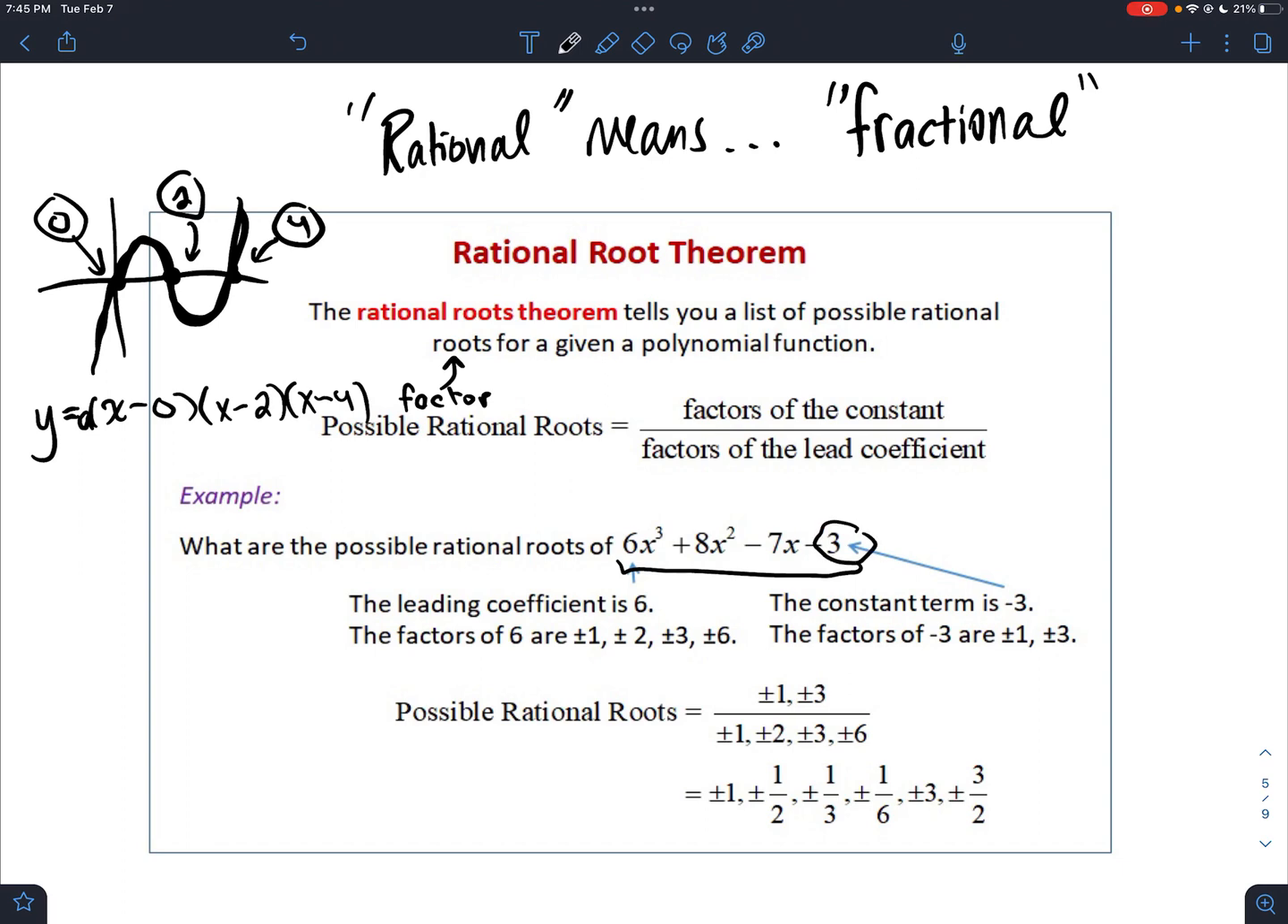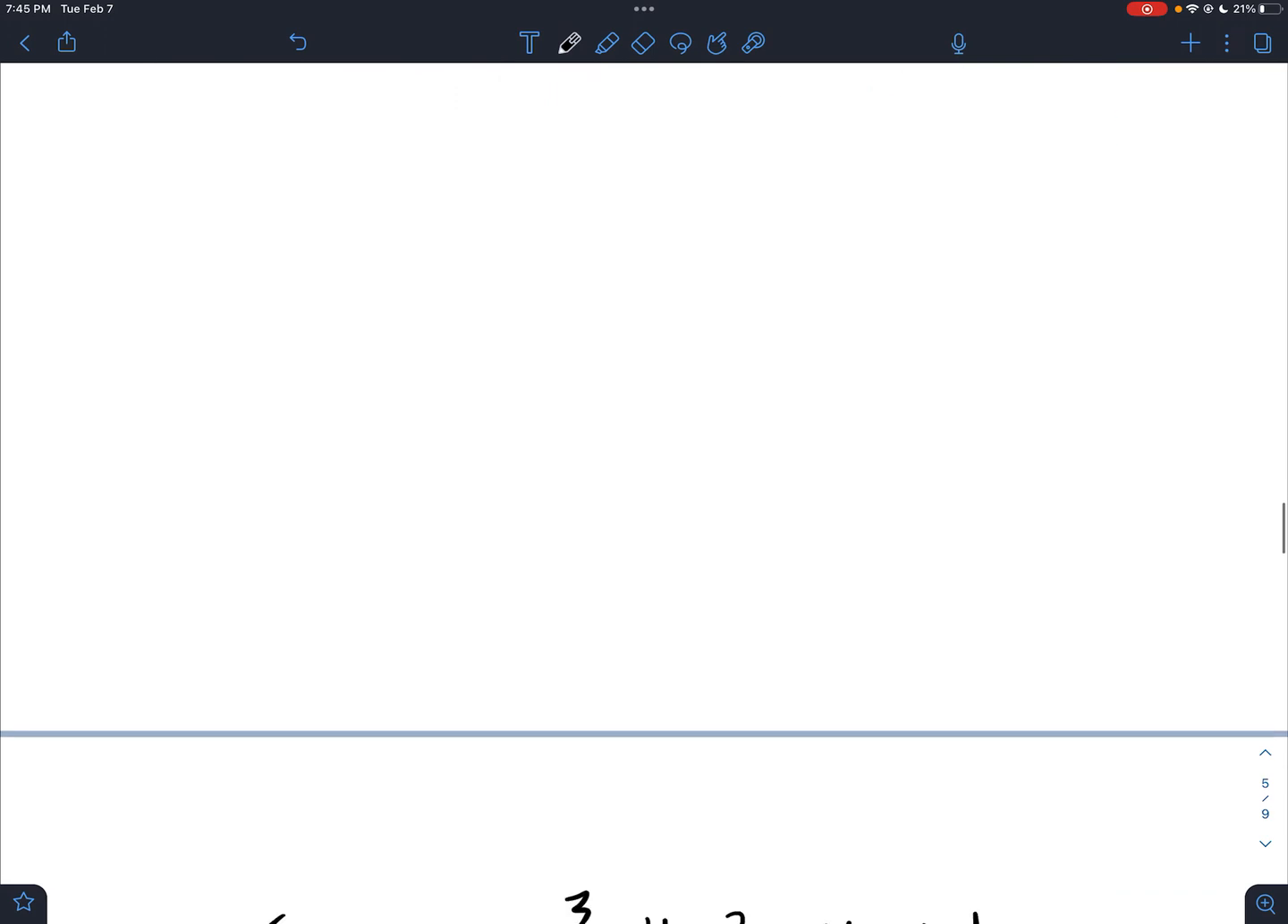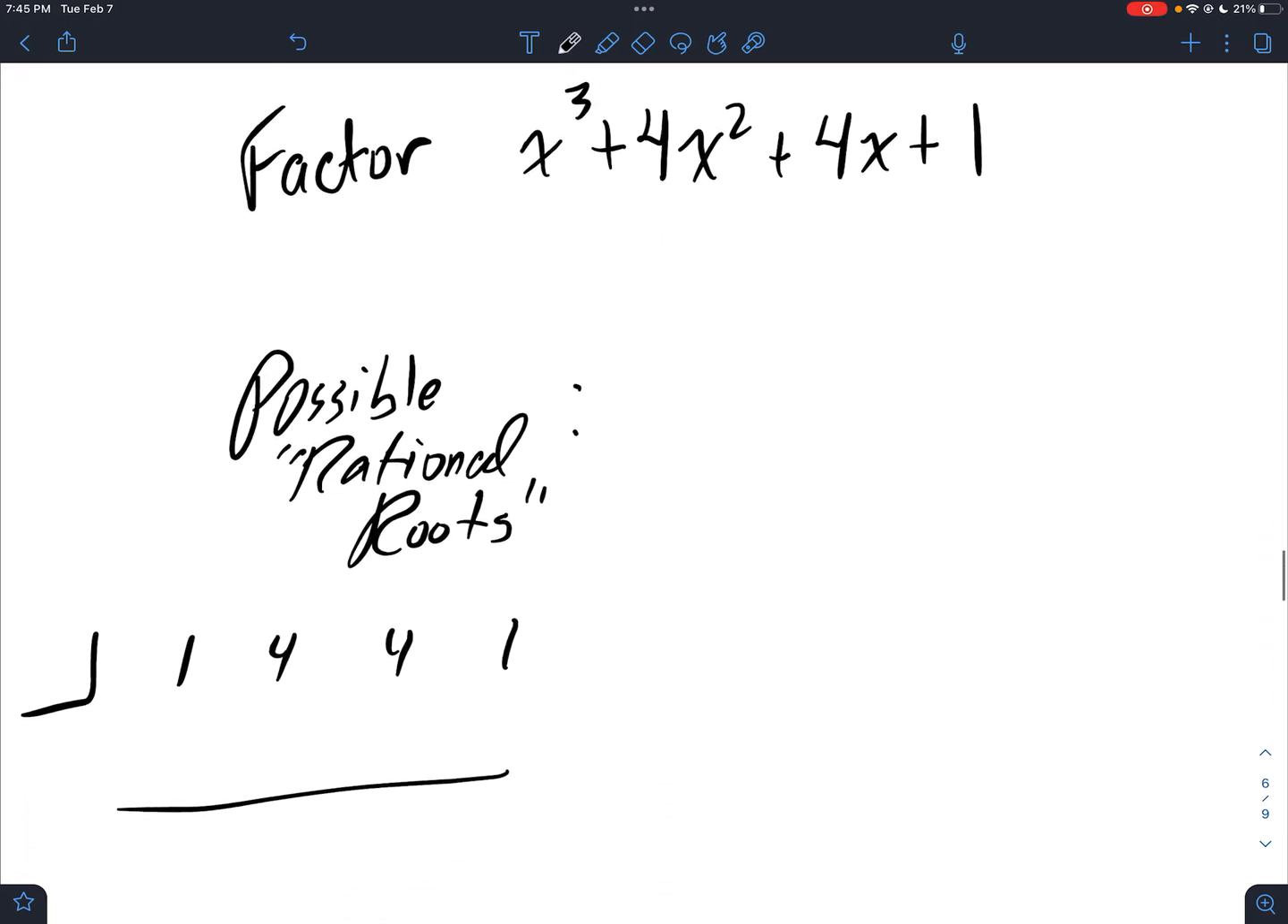So it's basically telling us if this was our cubic, what you can do is look at all the factors of 3, which are 1 and 3, and all the factors of 6, which are 1, 2, 3, and 6. And if you look at, as a fraction, any factor of the constant over any factor of the leading coefficient, that ends up being a candidate for maybe being one of these roots on the function. So let me show you what I mean.